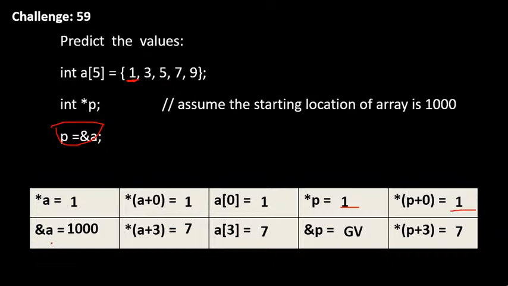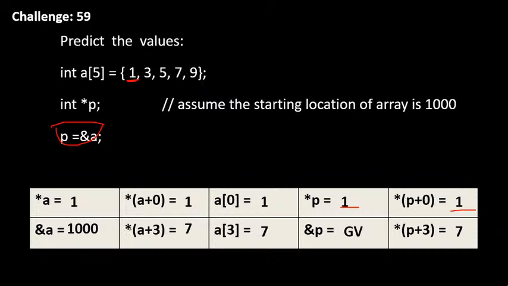Now if I ask what is ampersand A plus 1? That will be the location of 3. Let's say it is 4 bytes. So if this is 1000, the location of 3 would be 1004 because it is continuous memory allocation, right?